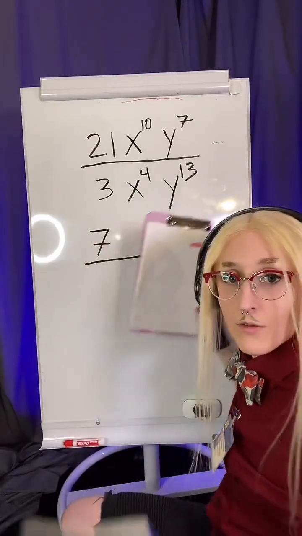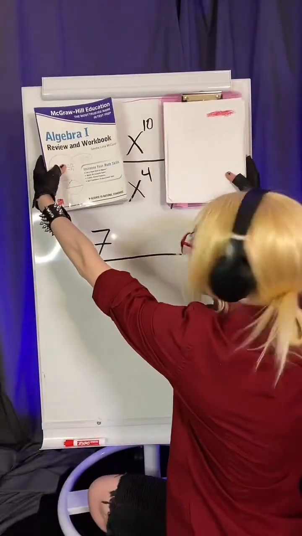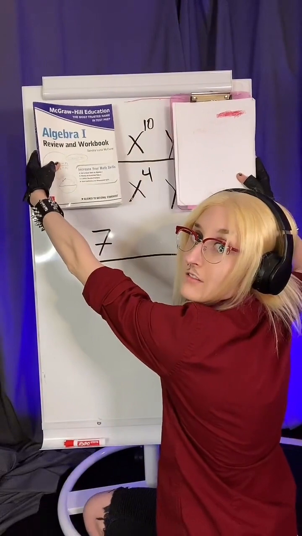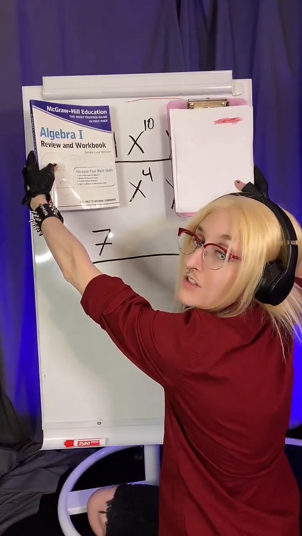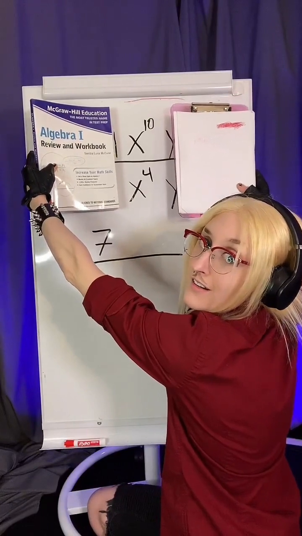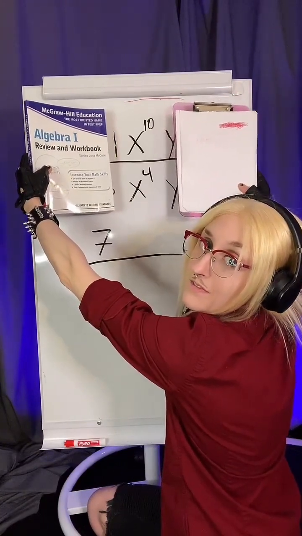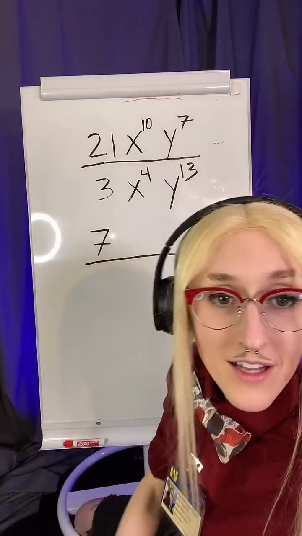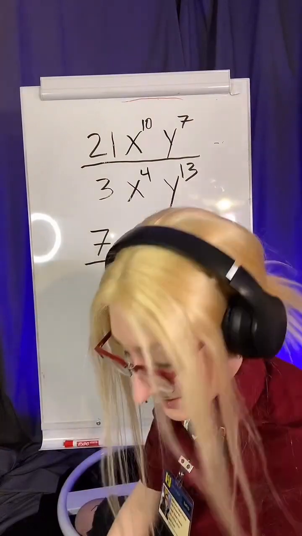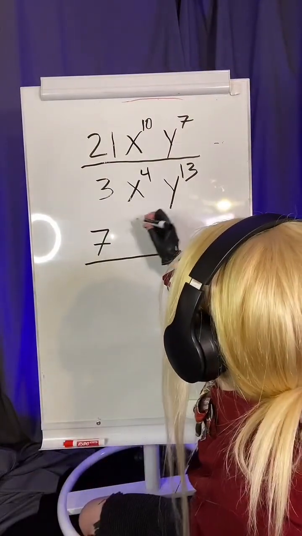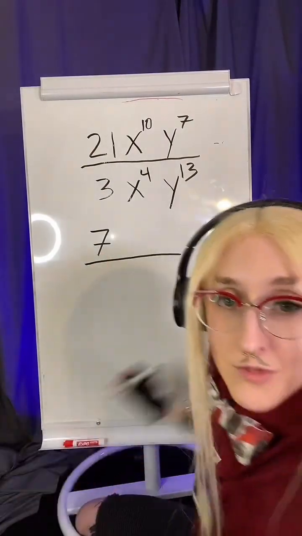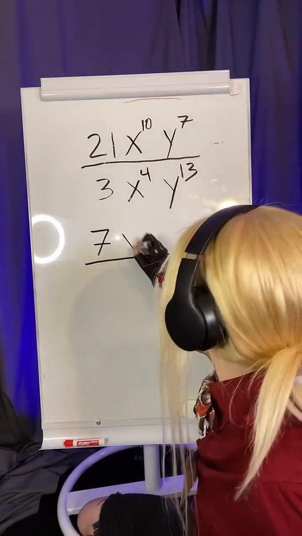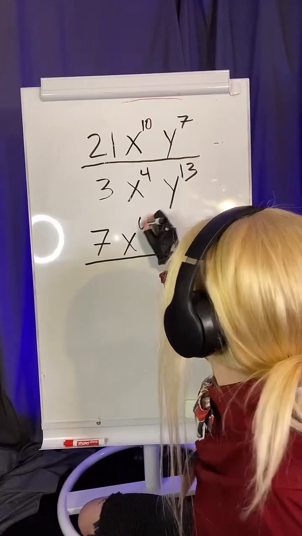Nice. Then we're going to look at just my x's. x over 10 divided by x over 4. What's 10 minus 4? Nice, my dears, it's 6. And since the 10 is on top, the 6 will be on top, right? That's where the leftover x's will be.